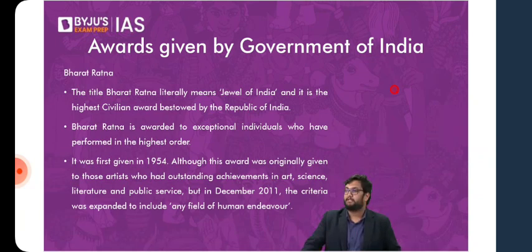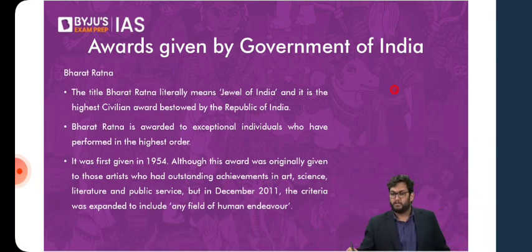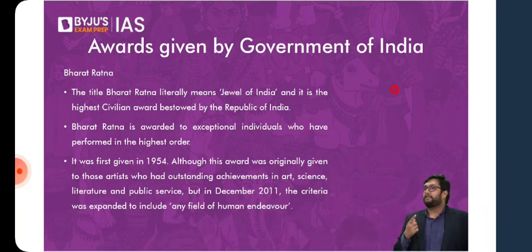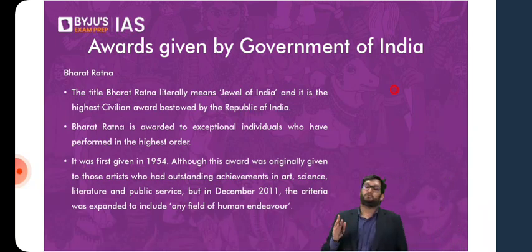Okay. Now, let's talk about the awards. Now, when it comes to civilian awards, see, we are not talking about military awards, which is Paramveer Chakra and those awards which are given to military personnel. We are discussing civilian awards. This time UPSC asked a current affairs question out of sports award, Arjuna award and this and that. But now this is the only set which is basically left, which is civilian awards.